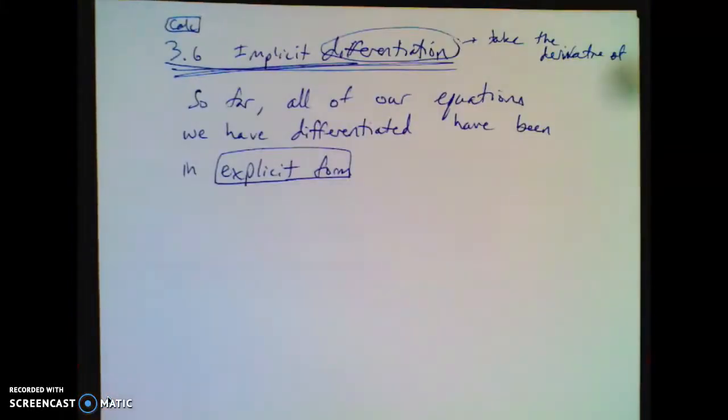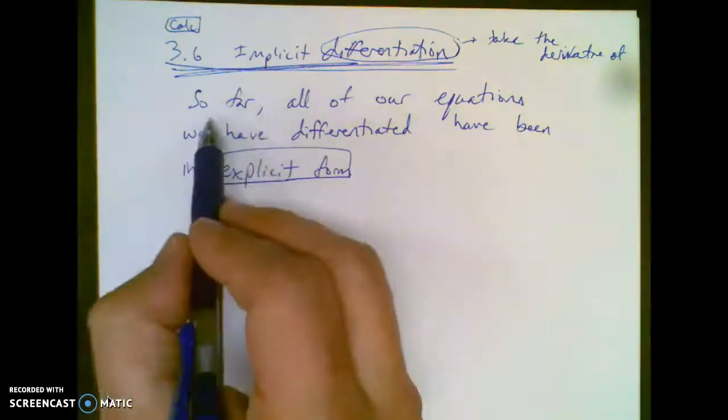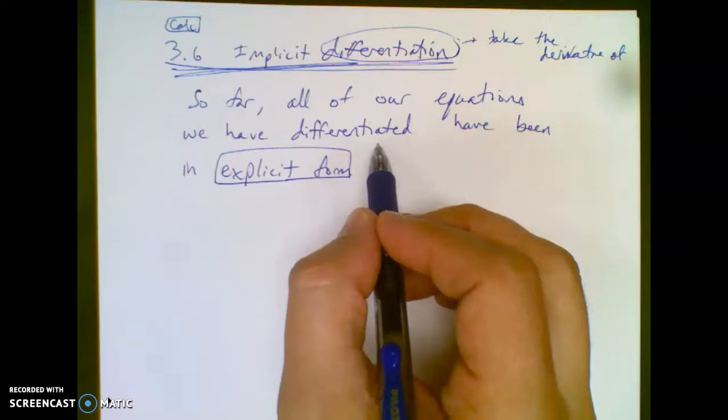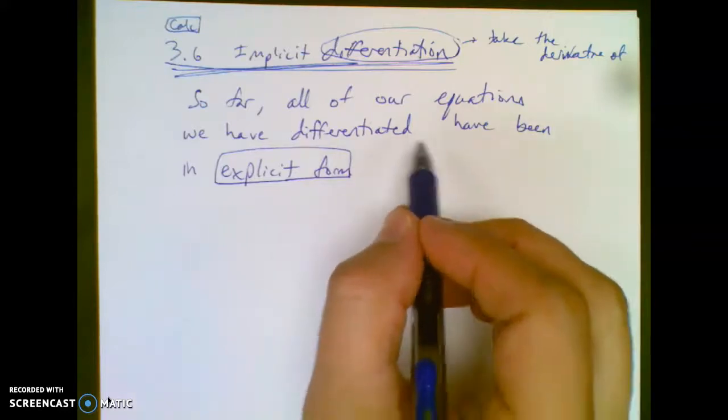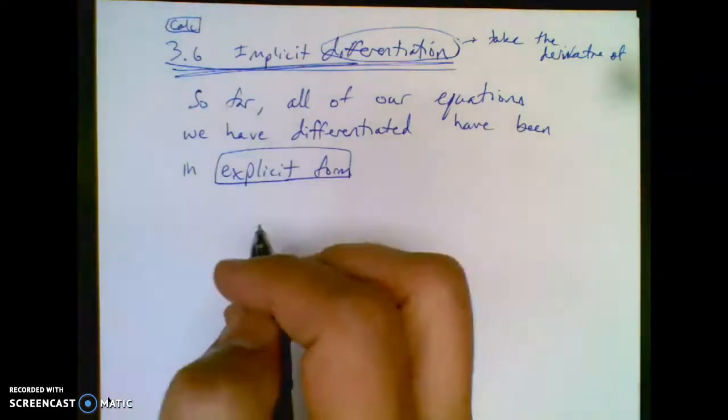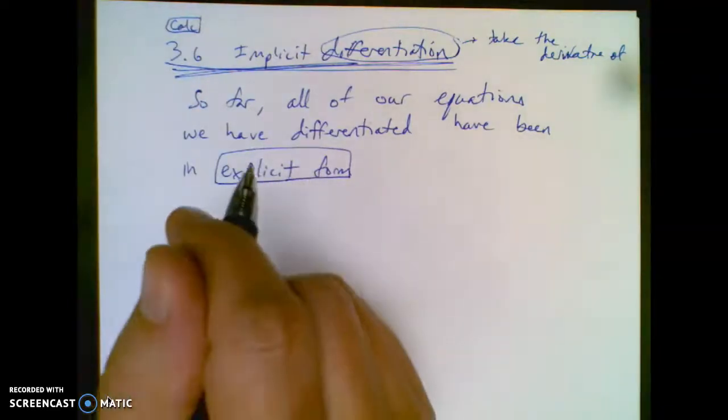We haven't done this. We could have been doing it the whole time, but I didn't do it because it was just a lot more writing, and there's no need to do it. Because so far all of our equations we've differentiated, or taken the derivative of, have been written in explicit form. You may be wondering, okay, good, what is explicit form?